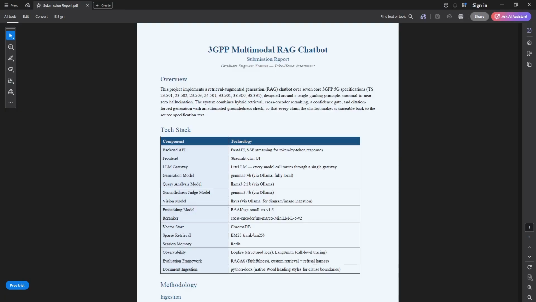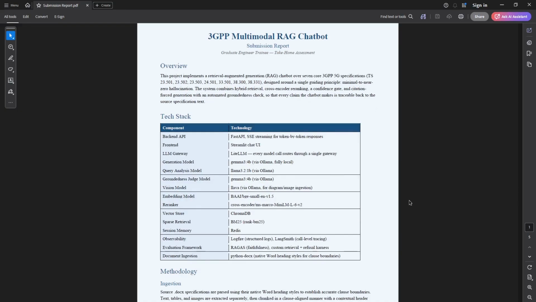So while building this application, our major goal was to build an application which can generate output or give responses with as little hallucination as possible. So this application is built by keeping that goal in our mind. So let's move forward to our tech stack.